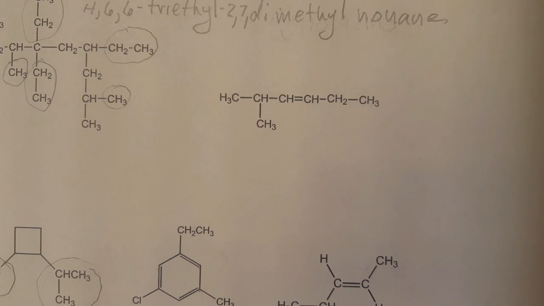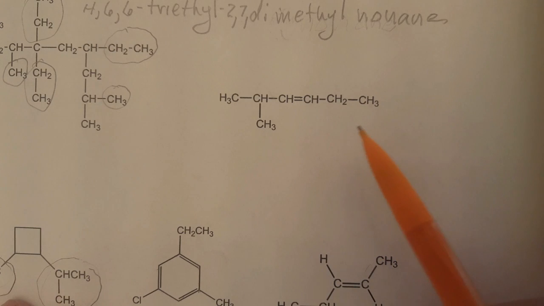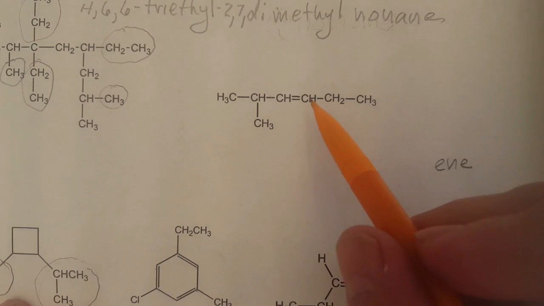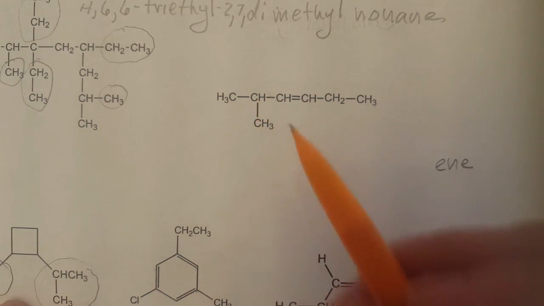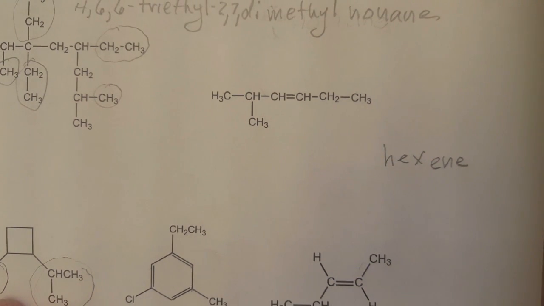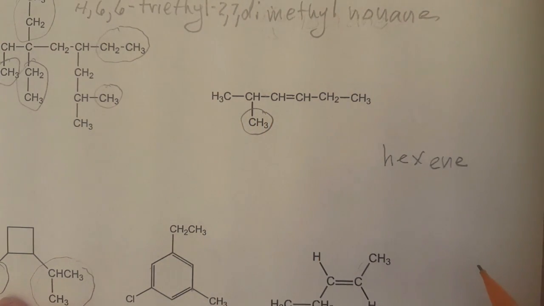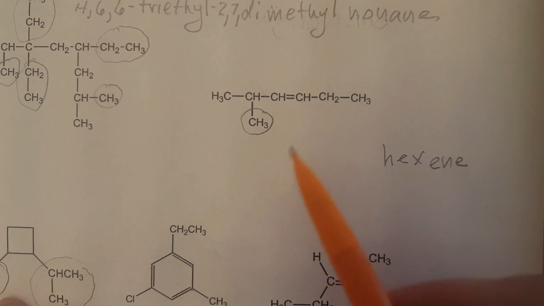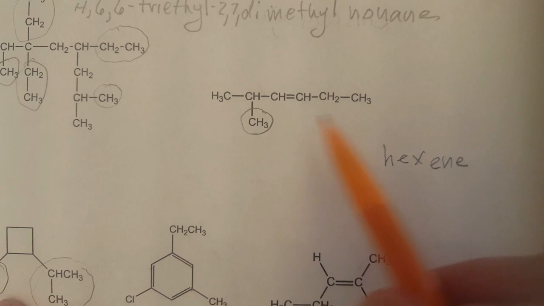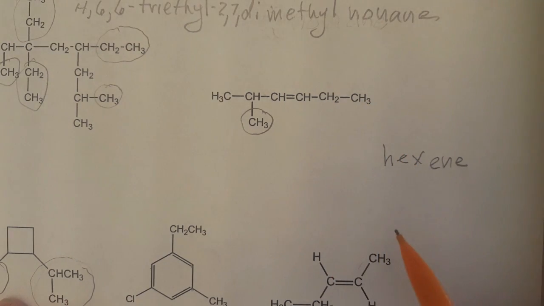All right, let's move on to this one. As you can see, it has a double bond in it, so it's going to end in -ene. Longest chain is going to be 1, 2, 3, 4, 5, 6. So this is a hexene. Now, it has a substituent group. And the order of the double bond, let's do that first. Order of the double bond is 1, 2, 3 in that direction, or 1, 2, 3 in that direction.